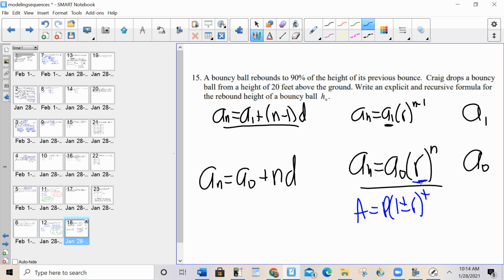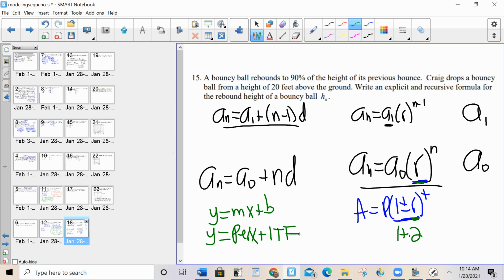R is what you're multiplying by. And here, so this is where it gets confusing. This R is the common ratio. It's what you're multiplying by. This R is the percent. So if I'm increasing by 20%, then this becomes 1 plus 0.2, which is exactly what this is. This is the same thing as y equals mx plus b, or if you had me in Algebra 1, which probably no one ever did because I don't teach Algebra 1 anymore, but I used to, per x plus the one-time fee. Whatever your per is goes in front of the variable, and your one-time or starting amount is being added to that.